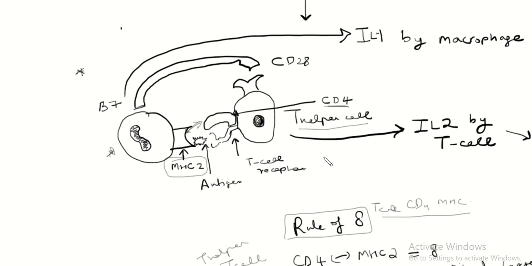Okay, so let's go back. You had the antigen presenting cell. Remember that? Antigen presenting cell. And it had MHC2 and the antigen, and it was presenting it. It presented it to the T helper cell, which is the CD4. Remember rules of 8, CD4 and MHC2 hook into each other perfectly.